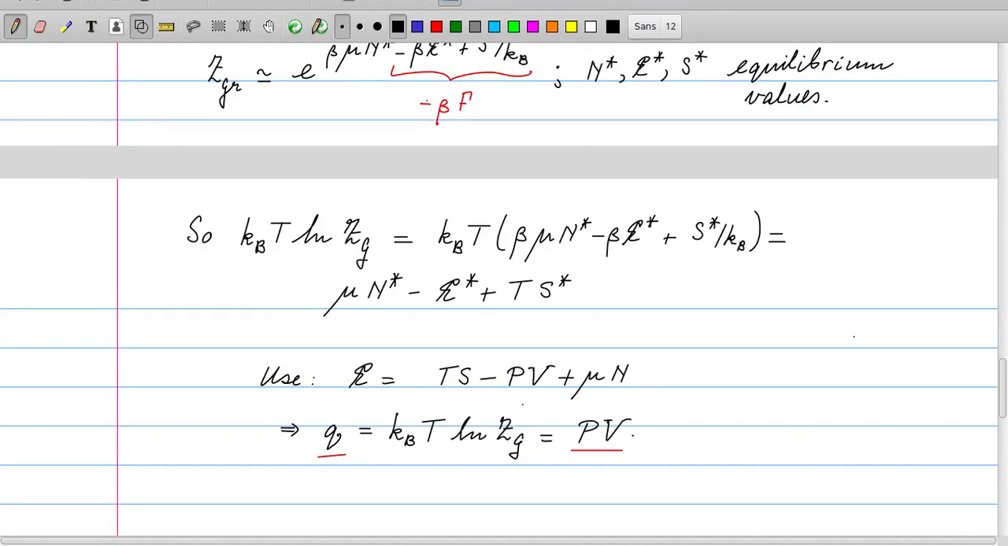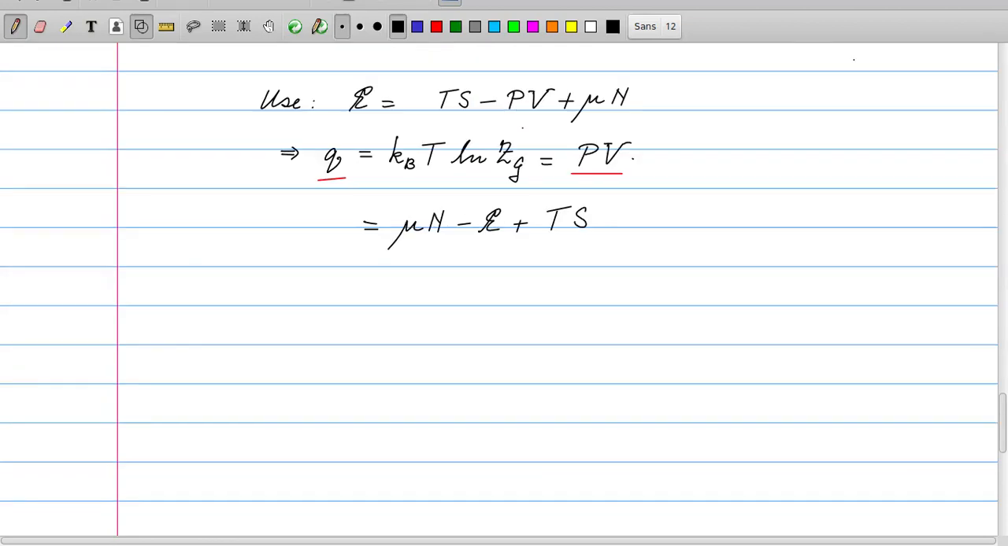If we then use the Euler relation, which gives us energy as TS minus PV plus mu N, and put that into this, we have left out the stars now. Then we can quickly verify that Q, which is the kBT times ln Zg, is just pressure times volume. And so some books define the Q with a minus sign. Here we use a different sign, so we get P times V. Here I have written Q again in its original form, mu N minus E plus TS, because that's very convenient for finding the differential of Q.